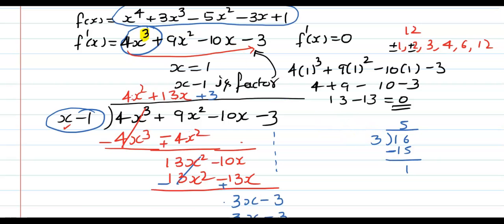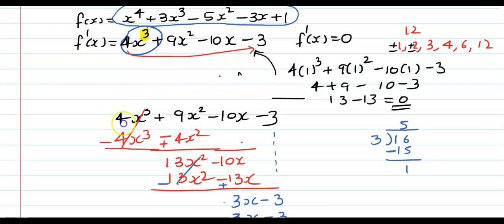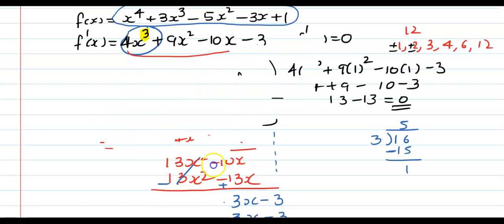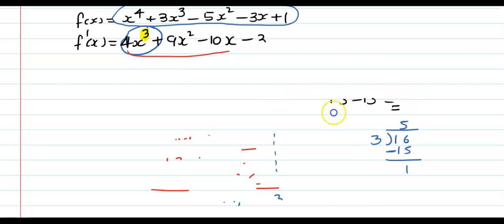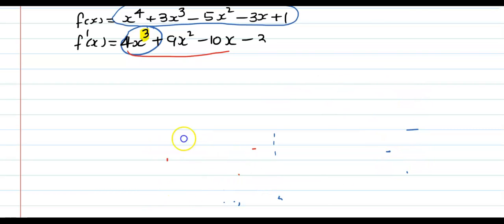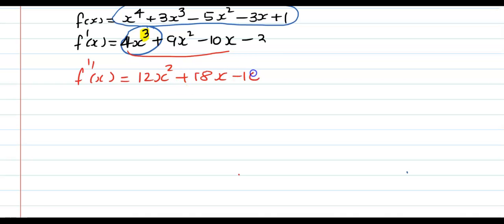Let me create a space here and then we can differentiate. Our f dash x was this. Now f double dash x, if you differentiate, will be 12x square plus 18x minus 10. Okay, this is what we got.